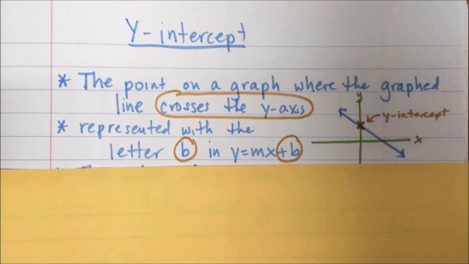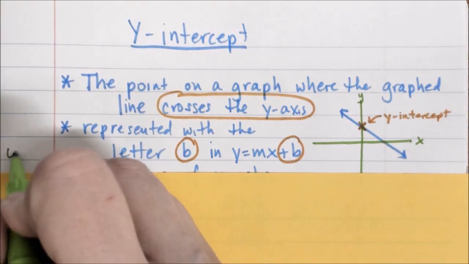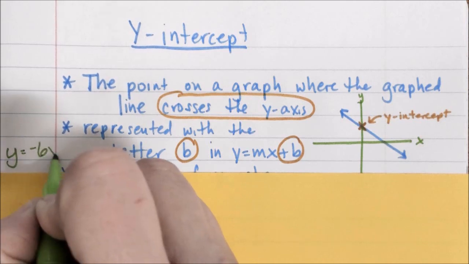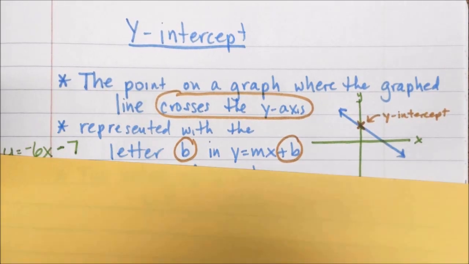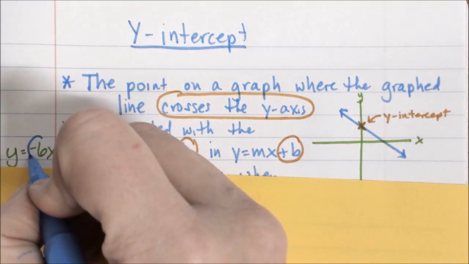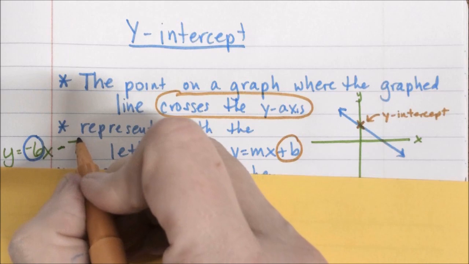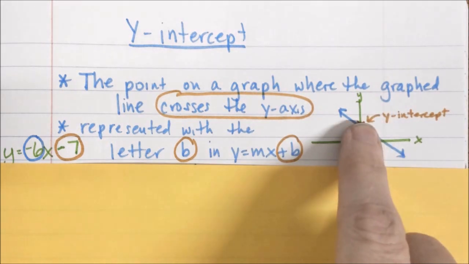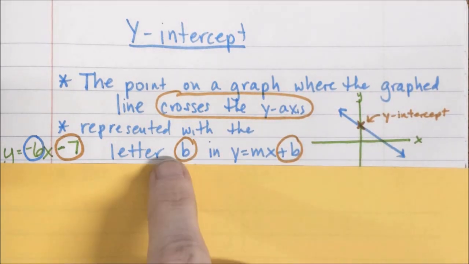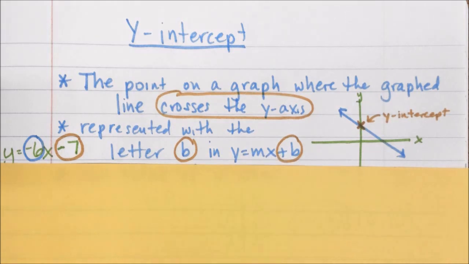So as an example, maybe we have y equals negative 6x minus 7. Okay? So the slope would be negative 6, and the Y-intercept would be negative 7. Okay? So we have the point on the graph where it crosses the Y-axis, and then we have the b in y equals mx plus b, and that's one of the letters that's going to represent the Y-intercept.